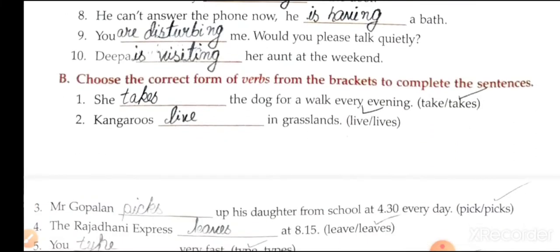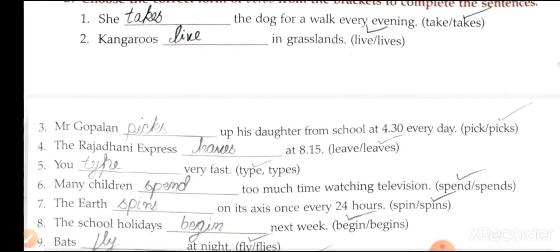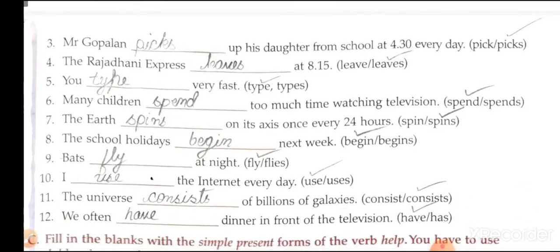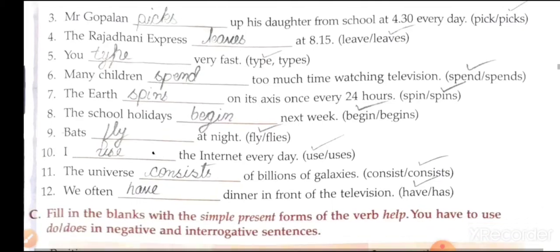Choose the correct form of verbs from the bracket to complete the sentences. She takes the dog for a walk every evening. Kangaroos live in grasslands. Mr. Gopal picks up his daughter from school at 4:30 every day. The Rajdhani Express leaves at 8:15. You type very fast. Many children spend too much time watching television.